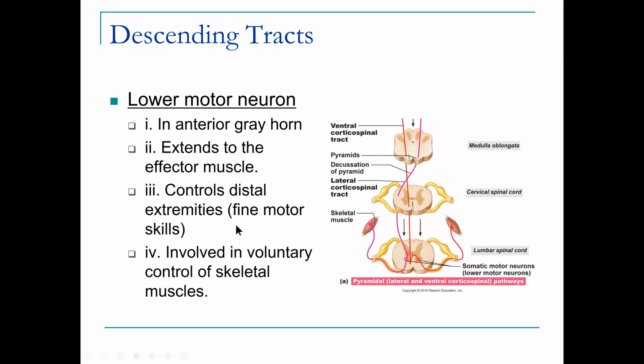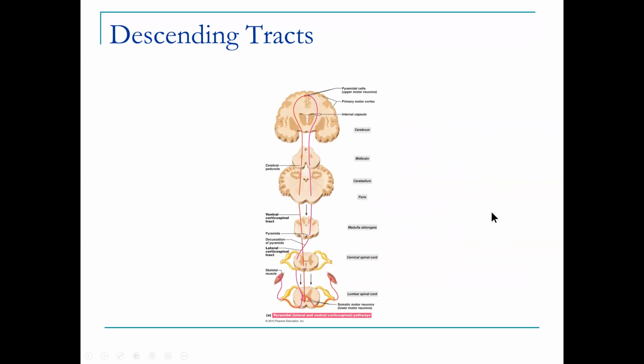It controls distal extremities and fine motor skills, and it is involved in voluntary control of the skeletal muscle. I just read that sentence, and I said fine motor control, and then I looked at it and it said involuntary, but it actually said voluntary. So this is a track that is going to do fine motor control, and it's going to use the voluntary section of the motor, the efferent roots that are coming out of the spinal cord. This is just a descending track.